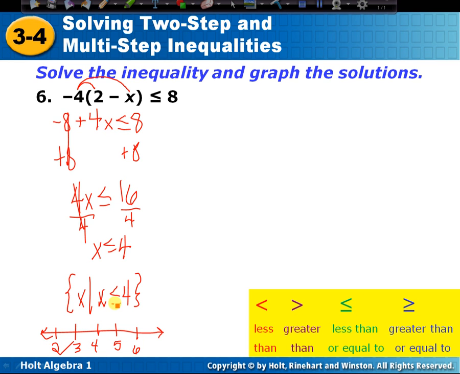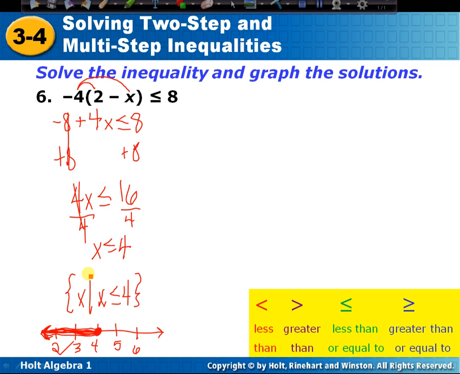Because I have an extra mark underneath my inequality sign, I'm going to make a dark circle at the number 4. And I'm going to shade, because my set notation is done correctly, I can look at my arrow and see which way I'm going to shade. My inequality sign functions as an arrow. And I'm going to shade everything less than 4.